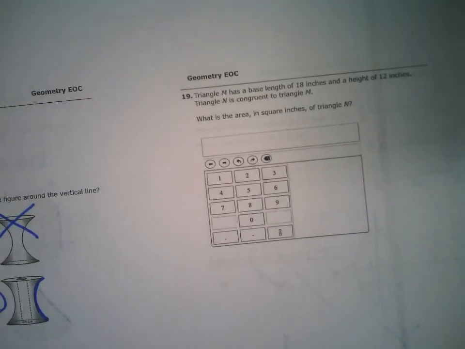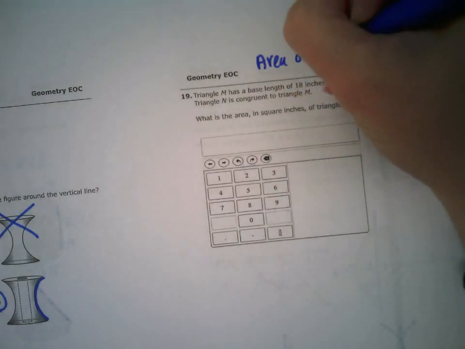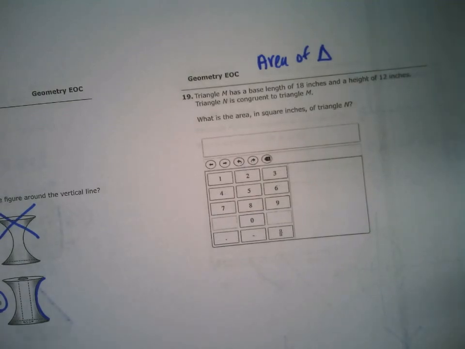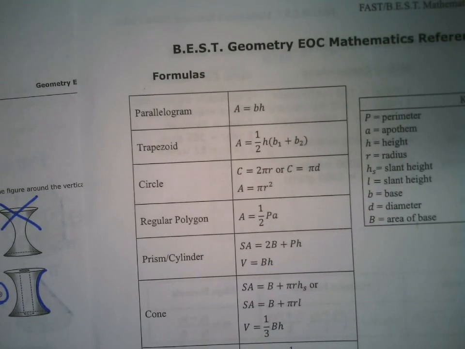Okay. Number 19 says triangle M has a base length of 18 and a height of 12 inches. Triangle N is congruent to triangle M. What is the area in square inches of triangle N? So I'm looking for area of a triangle. When I look on my reference sheet, there is no area of a triangle.